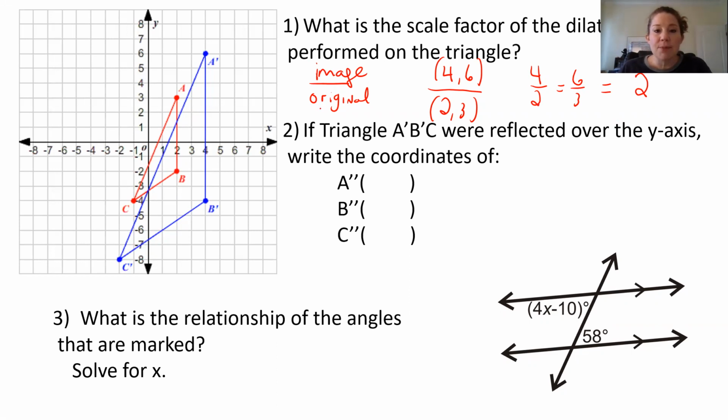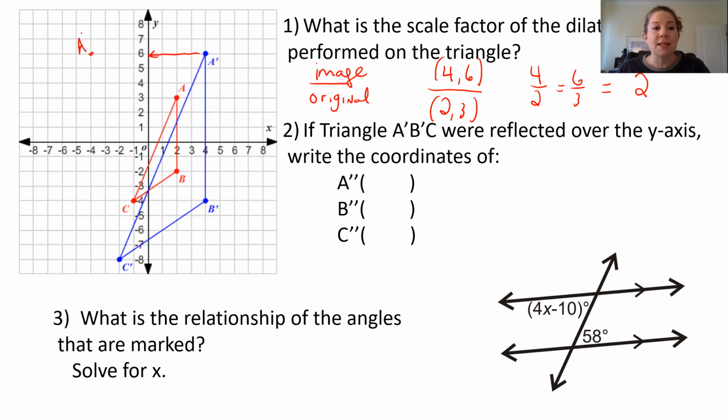All right, now let's look at number 2. If triangle A prime, B prime, C prime were reflected over the y-axis, write the coordinates of A double prime, B double prime, and C double prime. So we're looking at the blue triangle. If you reflect over the y-axis, the x-coordinate changes signs, but the y-coordinate stays the same. Whenever you have your line of reflection, you want to move toward that line. So we would move toward the y-axis. We would go 1, 2, 3, 4 places, and then continue moving 1, 2, 3, 4 places.